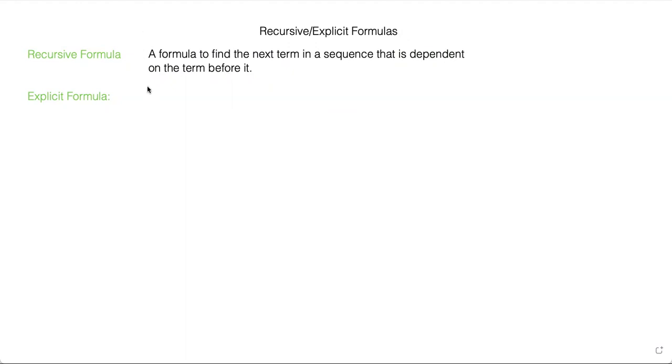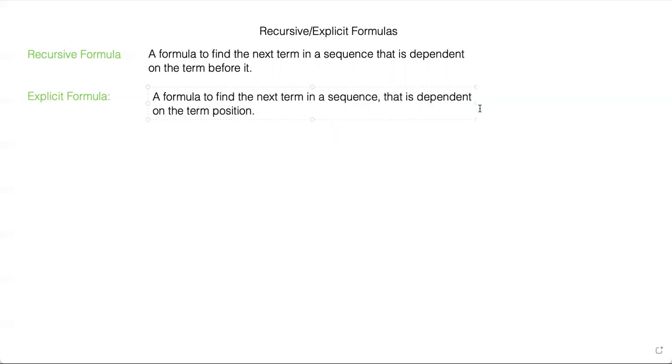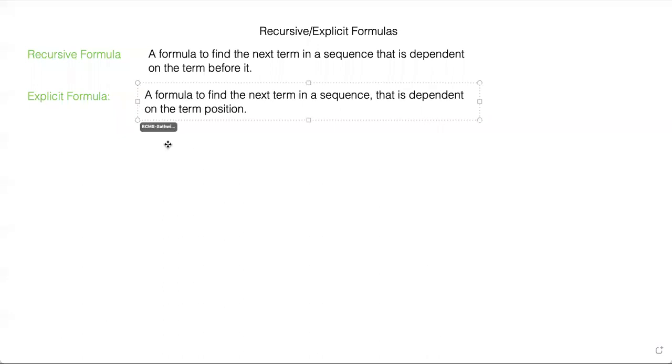So now let's move on to defining what an explicit formula is. An explicit formula is a formula to find the next term in a sequence that is dependent on the term number, or term position is actually a better term. Okay, so the first thing we're going to do is just define what term position is.